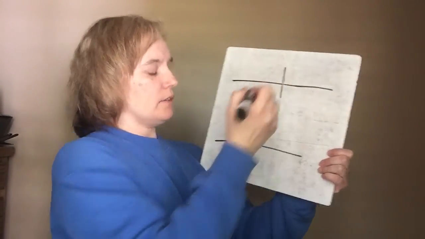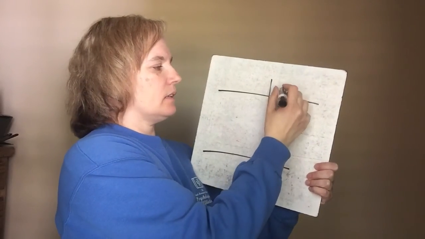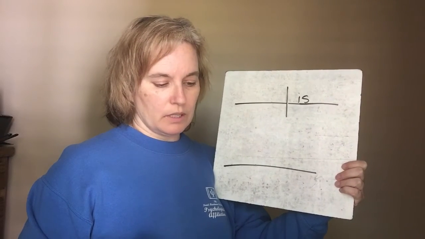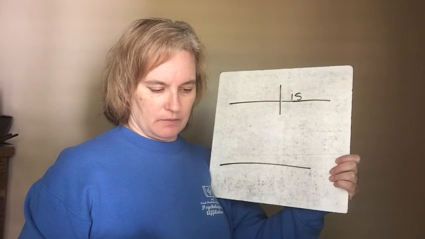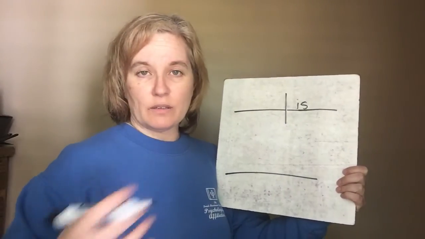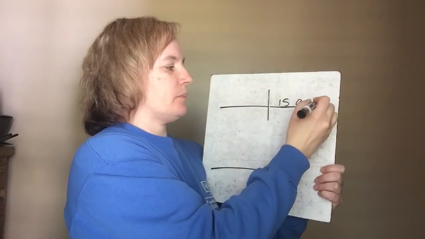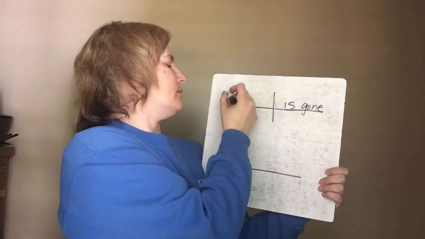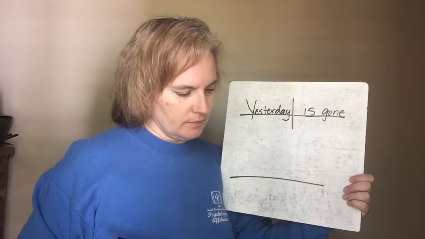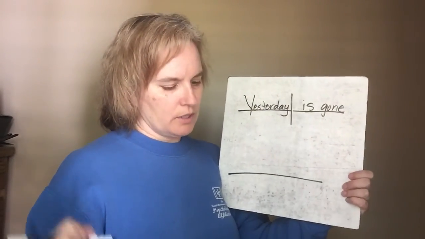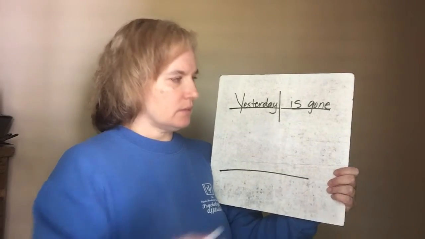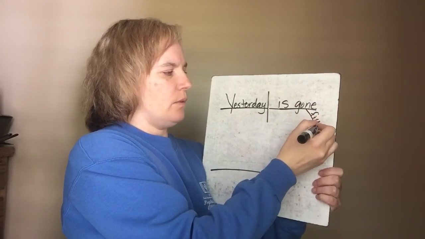So, I'm going to first identify my verbs. I find that easiest. Is. Is what? Well, it could be a verb, but it doesn't have to be a verb. But in this case, it's gone, which is a verb, past tense. What's gone? Yesterday. Okay, yesterday is gone. The last word is forever. Is forever describing yesterday, or is forever describing how it's gone? It's how it's gone. So, forever.